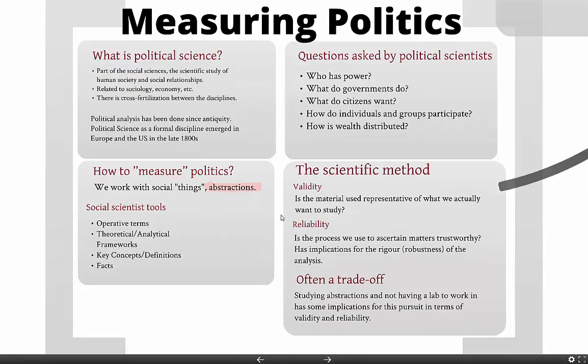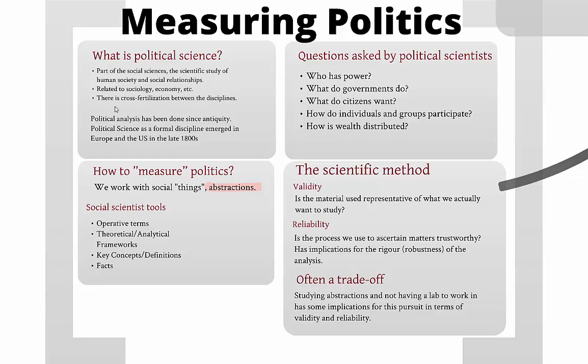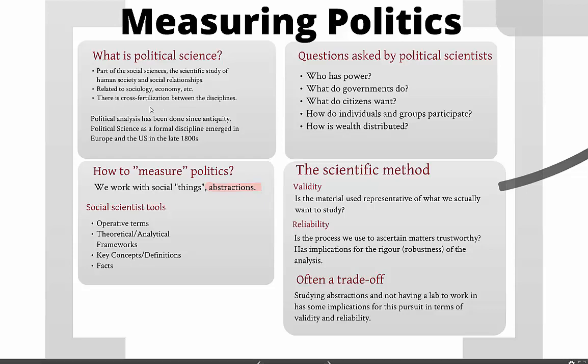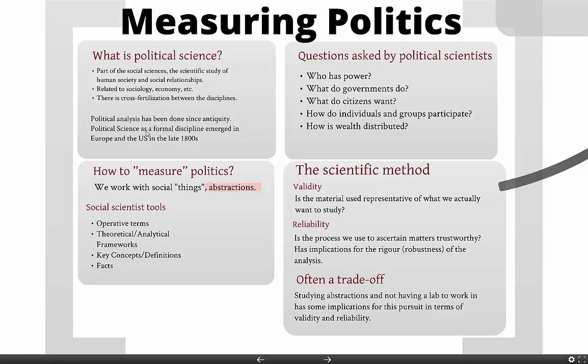But how do we measure politics? That's difficult. Political science as a discipline is part of the social sciences. We are related to sociology and economics, but our focus on power makes us a bit distinguished from both of them, even though we do get inspiration from sociology and economics, and we use some of their methods too when needed. Political analysis has been done since antiquity. As a formal discipline, it emerged in Europe and the US in the late 1800s.